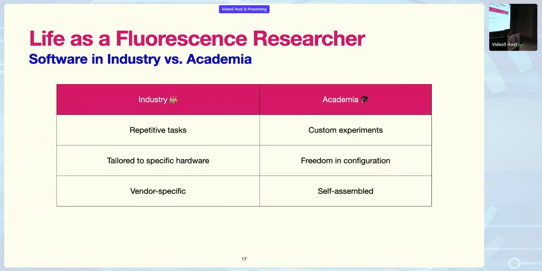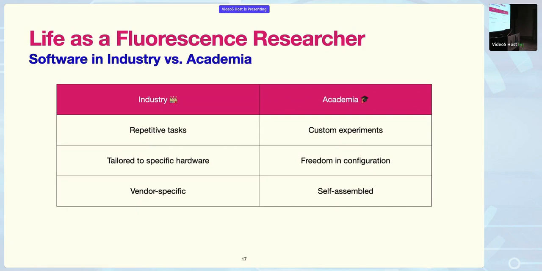For example, in industry, software is mainly used for repetitive tasks. Think about these control tests in the pharmaceutical sector. It's all day long, it's always the same process, so it's repetitive. Whereas in academia, we want to have the freedom for creativity in the experiments that we set up. So we make custom experiments.